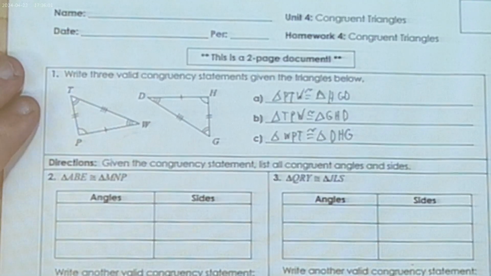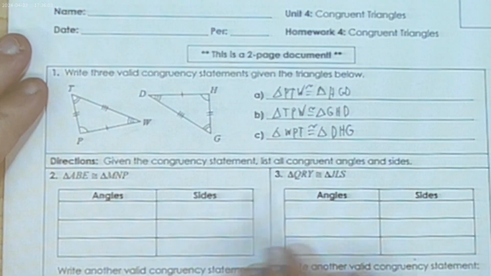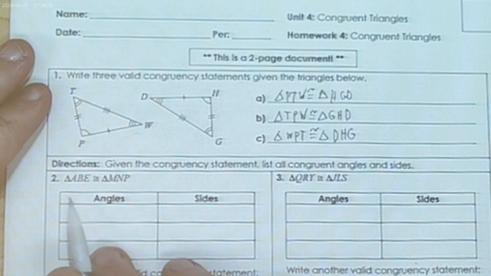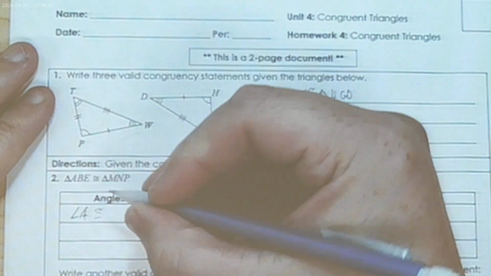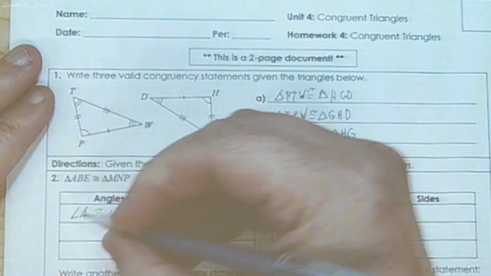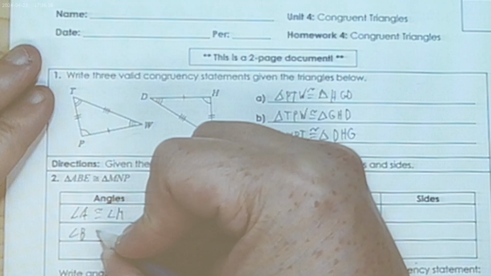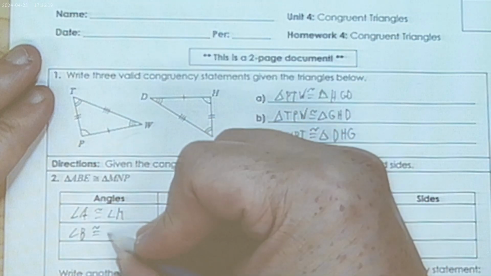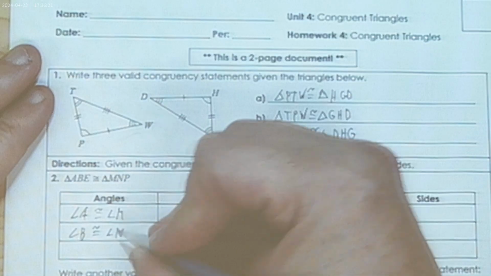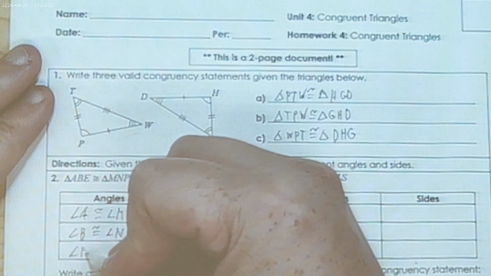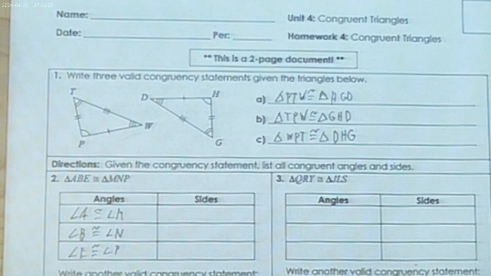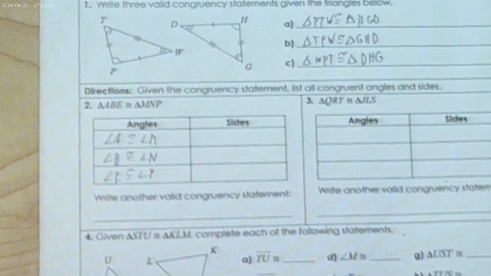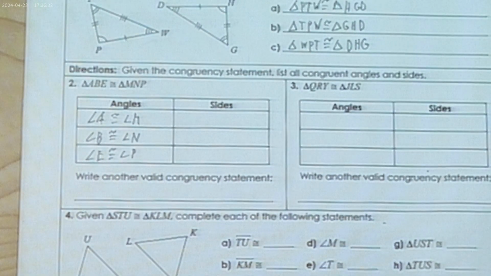So, let's see, given the congruency statements, list all congruent sides and angles. So just like above, I've got angle A is going to be congruent to angle M. Angle B is going to be congruent to angle N. And angle E is going to be congruent to angle P. And again, just like I mentioned, oh, here we go. I'll even get it in frame for you.